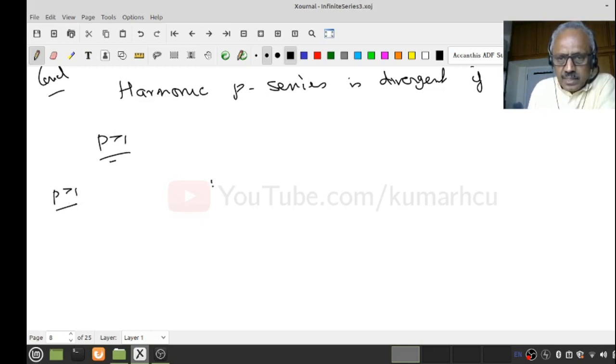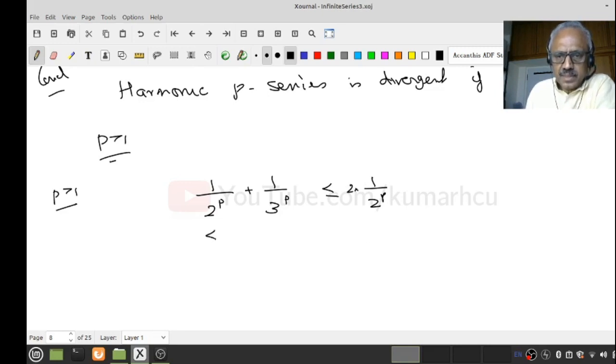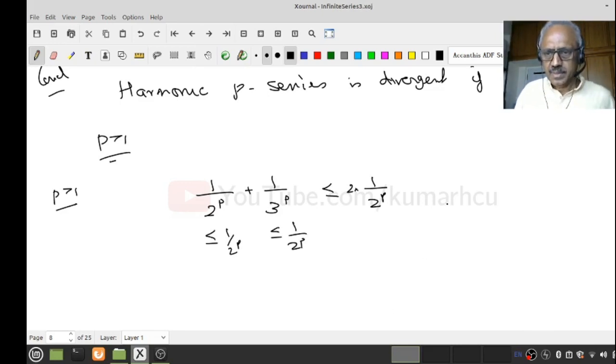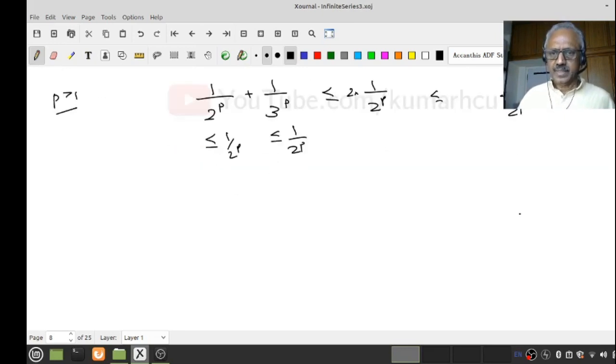Then I'm going to group the terms now. 1 by 2 to the power p plus 1 by 3 to the power p. How many terms are there? 2 terms are there. Each of the terms is less than or equal to 1 by 2 to the power p. This is less than or equal to 1 by 2 to the power p, and this is also less than or equal to 1 by 2 to the power p. Therefore this is less than or equal to 2 by 2 to the power p. Remember how I did it with the harmonic series, summation 1 upon n? The same kind of grouping I am going to do now.